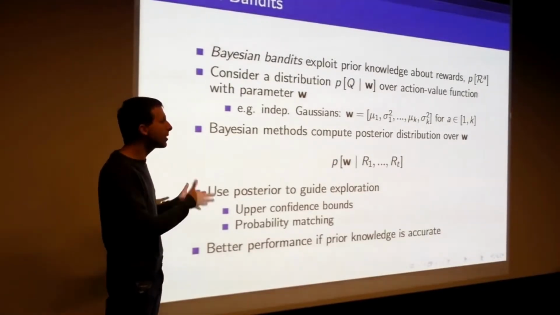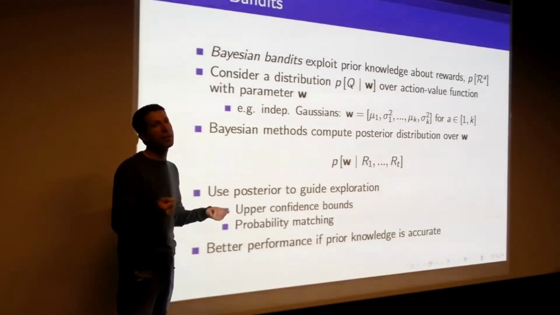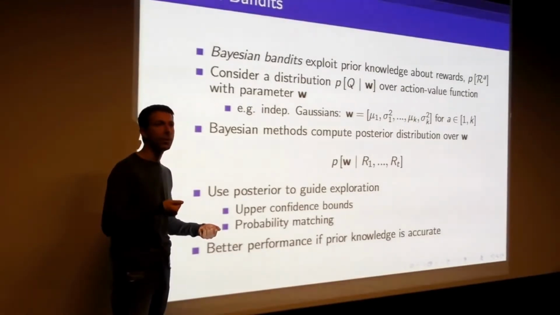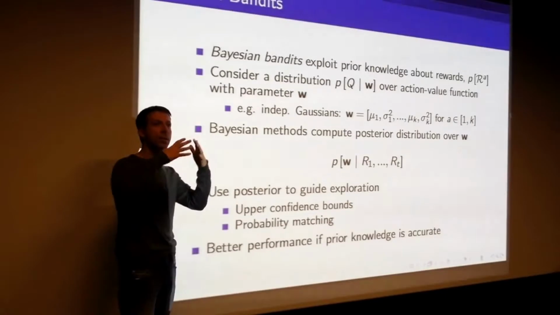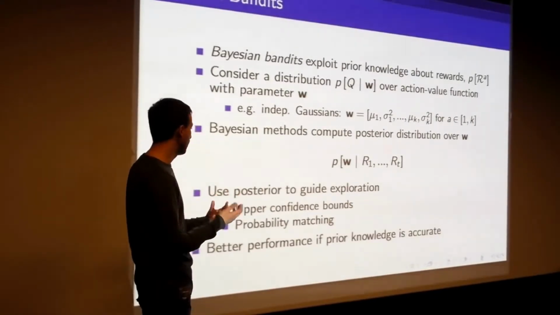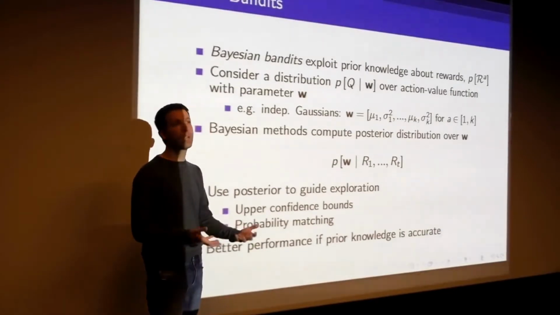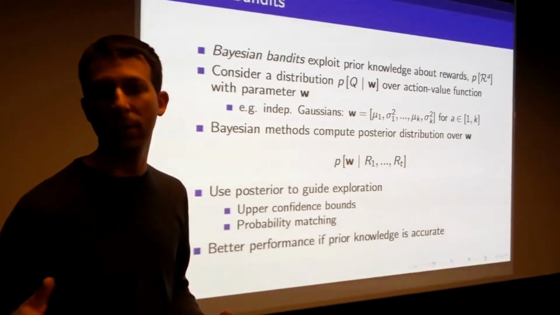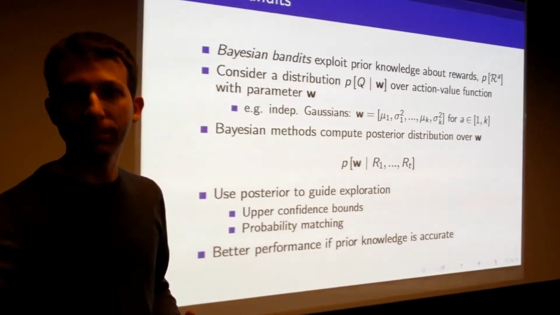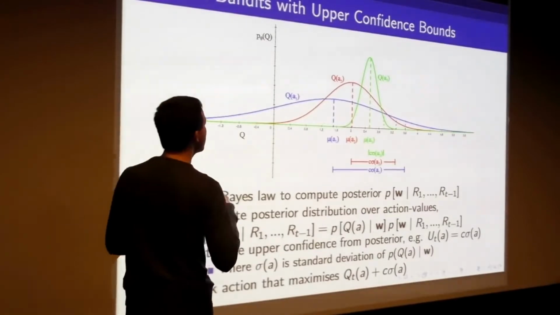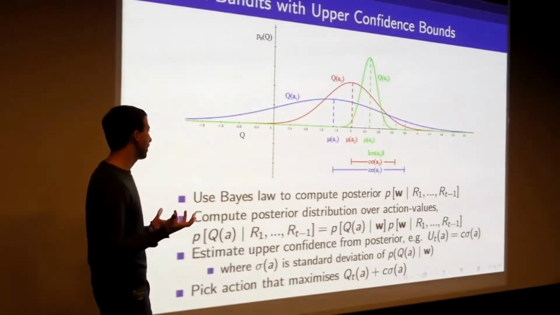And the main point of this whole approach is that if we have prior knowledge that's accurate, like if someone actually gave us prior knowledge that was useful, then this can do a lot better. Like if we know that these things are Gaussian, then we can do much better. If our prior knowledge is wrong, you're probably better off using the UCB approach we just saw, which is robust to different distribution assumptions. Okay, so how can we use this Bayesian idea to compute upper confidence bounds?